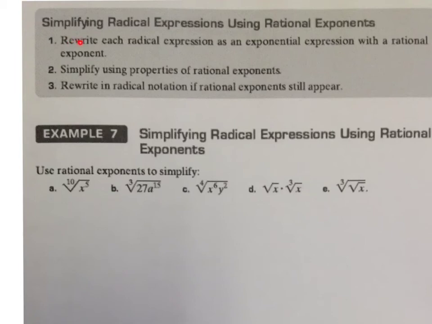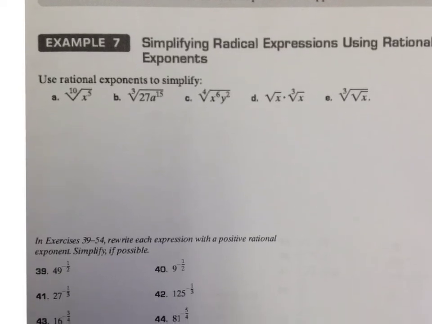The first step is to rewrite each radical expression as an exponential expression with a rational exponent. Step two is to simplify using properties of rational exponents. And the last step is to rewrite in radical notation if there are rational exponents that still appear. So we don't want any fractions for exponents in the end. Let's look at some examples.